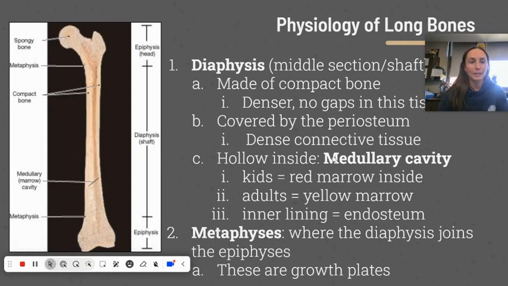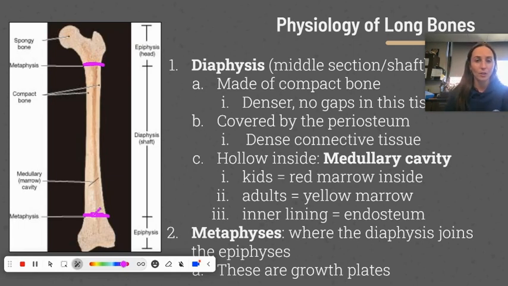We can see the ends of our long bone here. The ends are called the epiphyses. And right before we get to that section, there's a little part right here that joins the middle part to those end parts. So it's really just where the diaphysis joins the epiphyses.